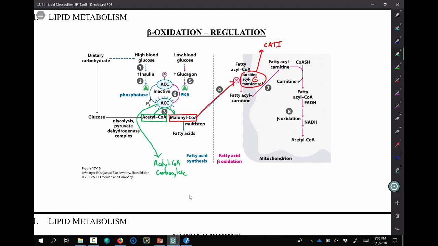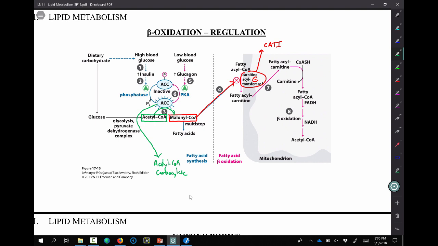So if malonyl-CoA levels are increasing because ACC is activated, then that would be an indication that the cell, or the liver cell, is preparing to carry out lipid synthesis. That then should feed back and inhibit, of course, the oxidation of lipids. Why make them and at the same time break them down? So that's this key regulatory point.